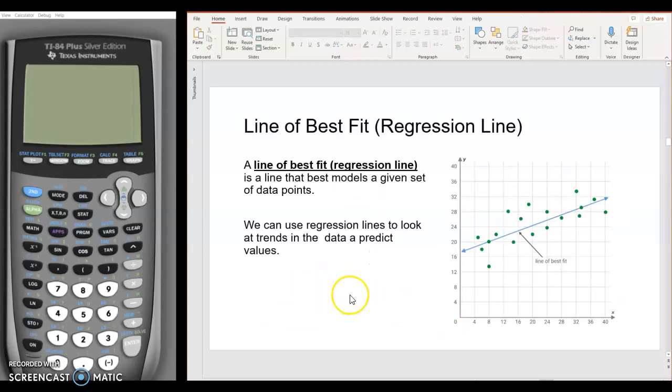So what we can do is we can actually write equations for these lines of best fit, which are also called regression lines. Lines of best fit are a line that will best model a given set of data points. The reason we want to write these is because we want to look at trends in the data and we want to be able to predict values.